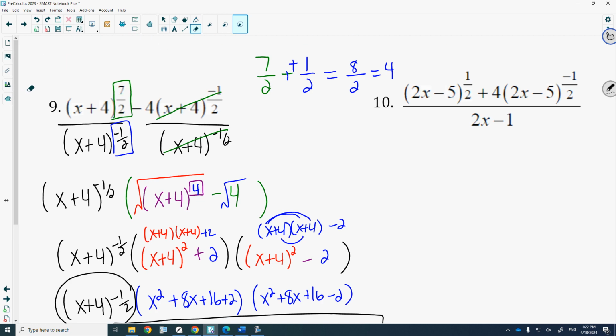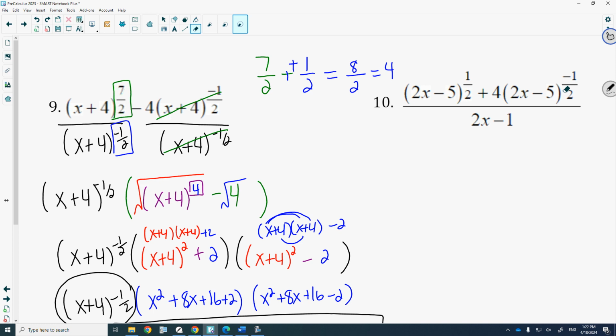Okay, what I want you to do for this would be our standard of excellence, and then in the homework there's one really good standard of excellence. I want you to look at just the numerator. So I've got a 2x minus 5 and a 2x minus 5. So what I could do within this numerator is I could factor out a 2x minus 5. And I'm going to factor out the 2x minus 5 with the smallest exponent. So I'm going to factor out a 2x minus 5 to the negative 1/2.